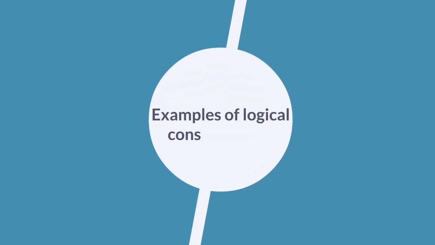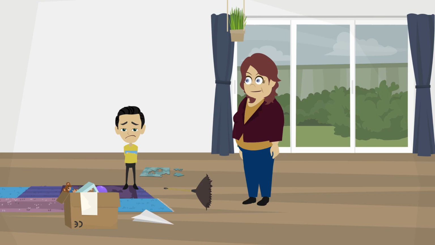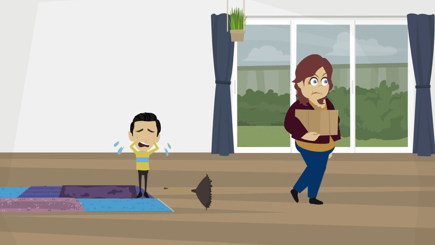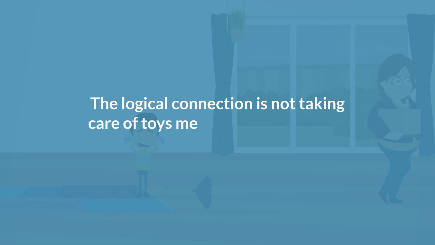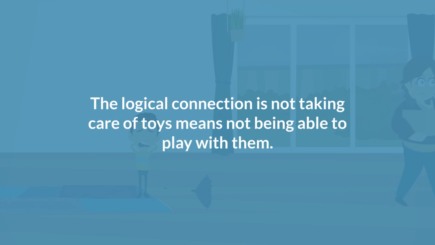Examples of logical consequences. Example 1. If a child refuses to clean up their toys after play, the toys could be put away for a certain amount of time. The logical connection is not taking care of toys means not being able to play with them.